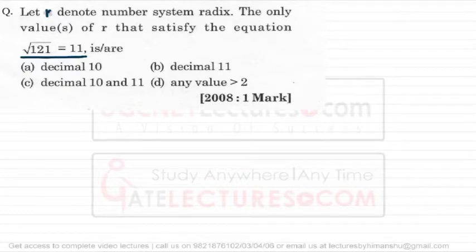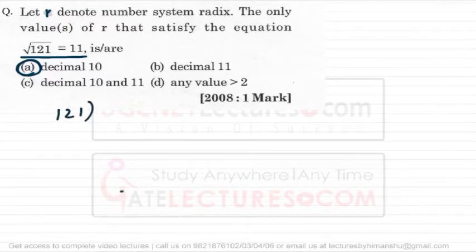We've already learned that root 121 is 11 in base 10, in the decimal system. And see the intelligence of the people who are making the question paper. They've given option A itself as decimal 10. Don't rush to tick the answers. Maybe in a hurry you tick answer A and end up getting negative marks. Just look at the procedure of solving this.